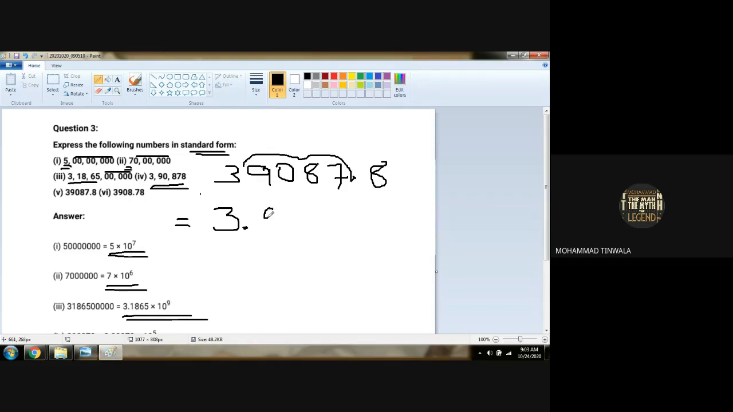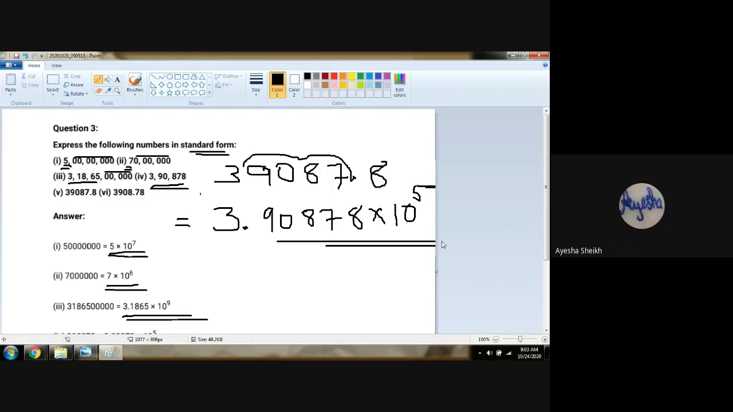So 90878 as it is, multiply by 10 raised to the power 1, 2, 3, 4, 5. Five. 10 raised to the power 5. Any doubt with this? Sure sir. આમાં શું આવશે? આનું આ જ આન્સર આવશે પણ આનો શું થઈ જશે? 10 raised to the power 4.